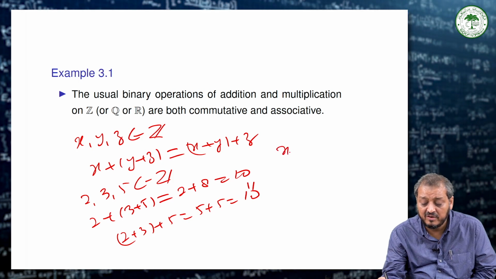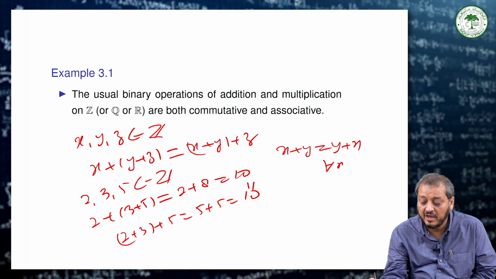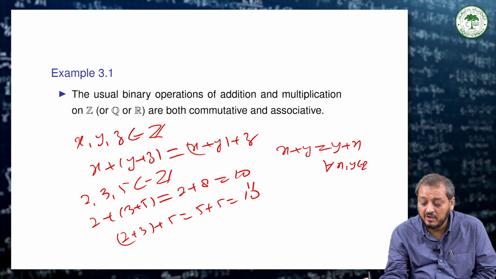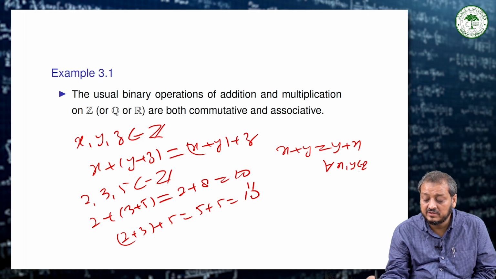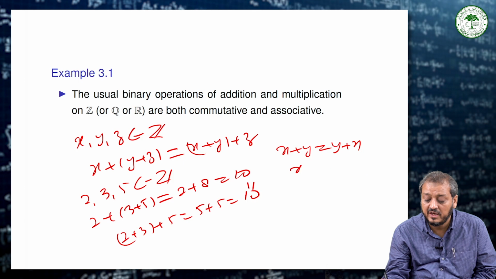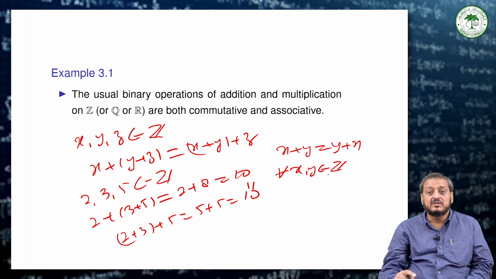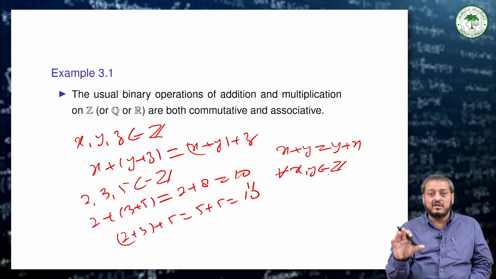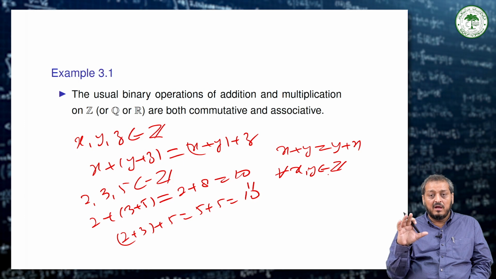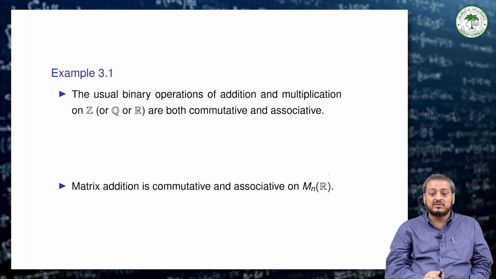Commutativity is very trivial: x plus y is the same as y plus x for every x and y that are elements of the set of integers. So for all x and y that are elements of the integers, these are clearly trivial examples of addition and multiplication being a binary operation.